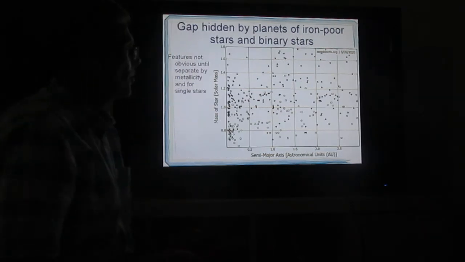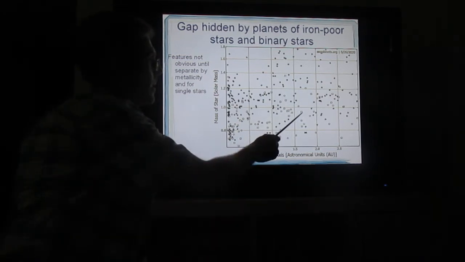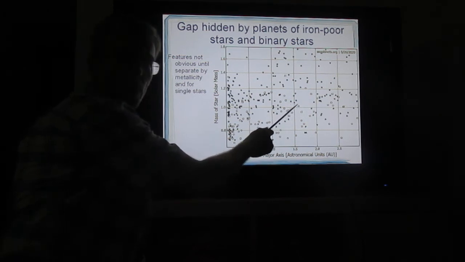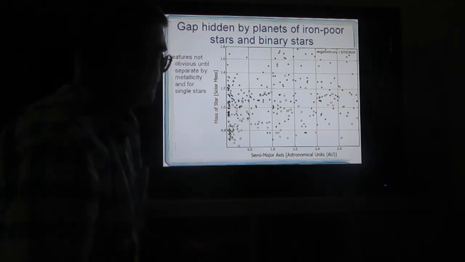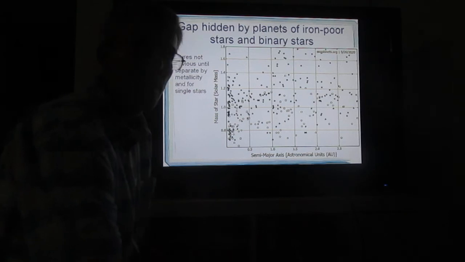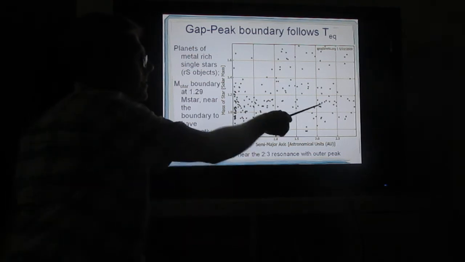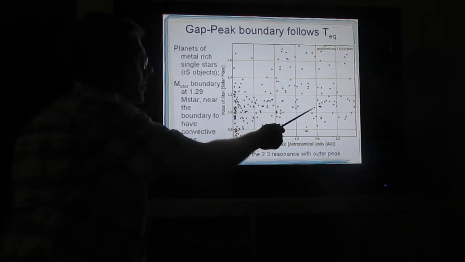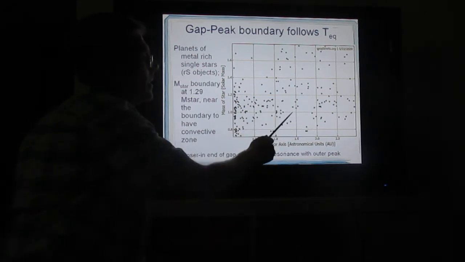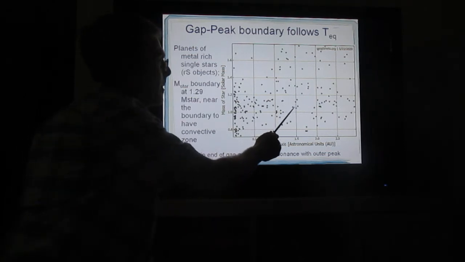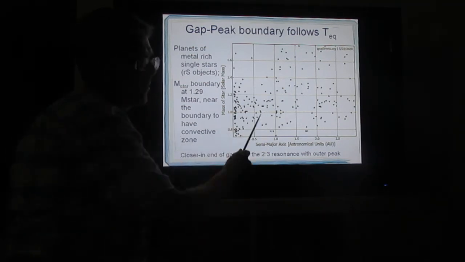This is also including the iron-poor objects, shown as unfilled circles, and the binary star objects, shown as squares, and you can see why you usually don't quite see the features. They're kind of there, but the iron-poor stars and binary star objects don't follow this. Interestingly, this is the shallow gap, and this is the deep gap. This little cluster, interestingly, appears to fall on the 3:2 resonance, and out here is where the 1:2 resonance is.